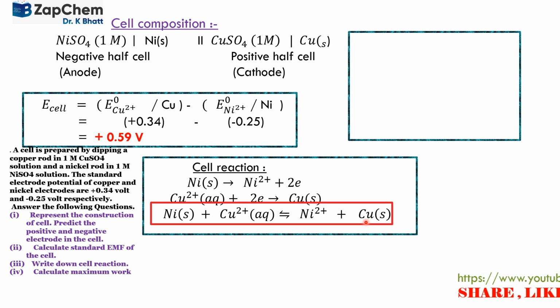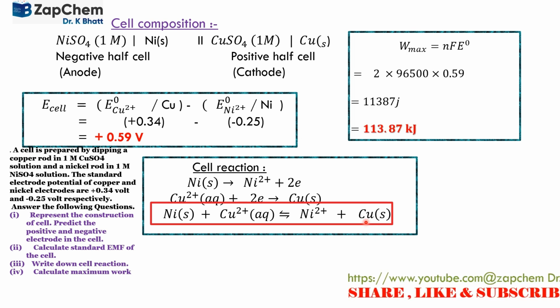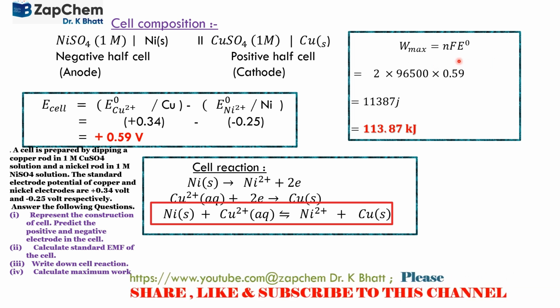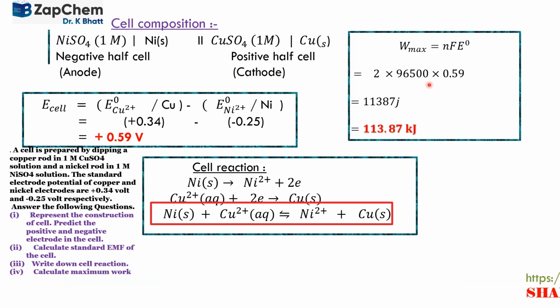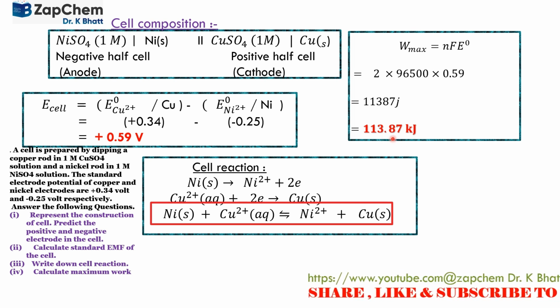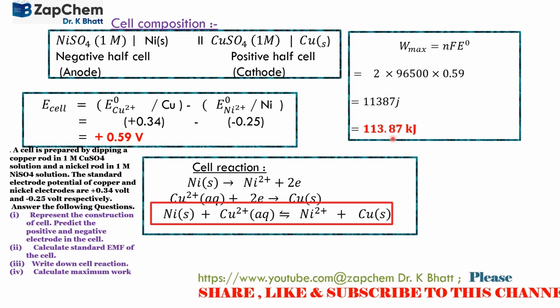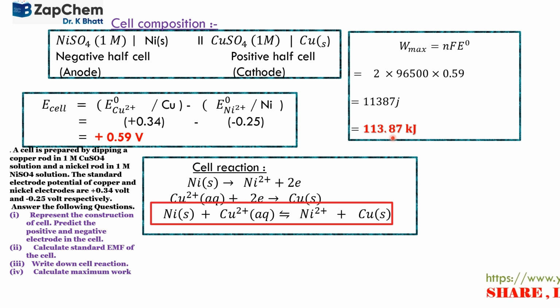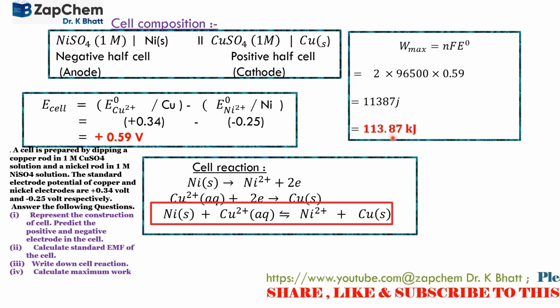Finally, we have to calculate the maximum amount of work done, and W maximum is equal to, as we know, nFE°. Putting in the values, you get 113.87 kJ. Okay, so this has been a good exercise and example for different types of questions in electrochemistry.